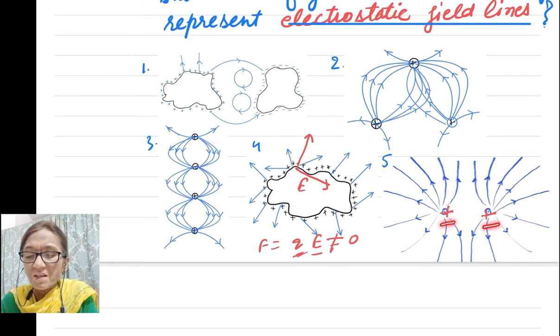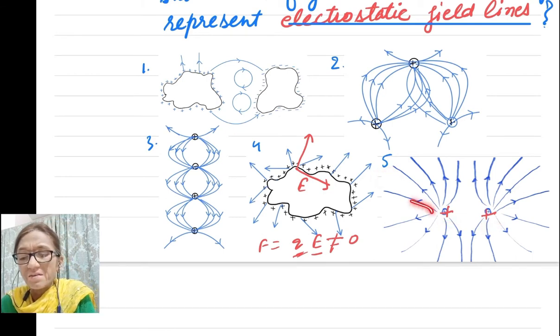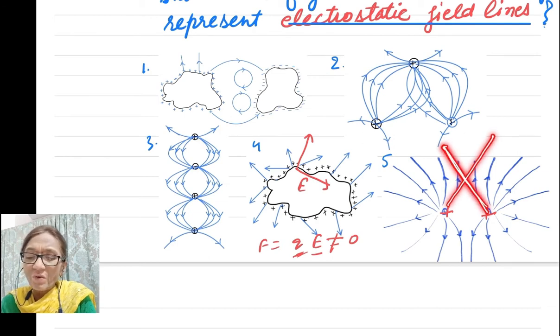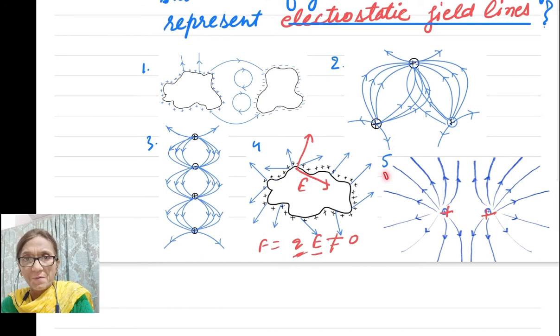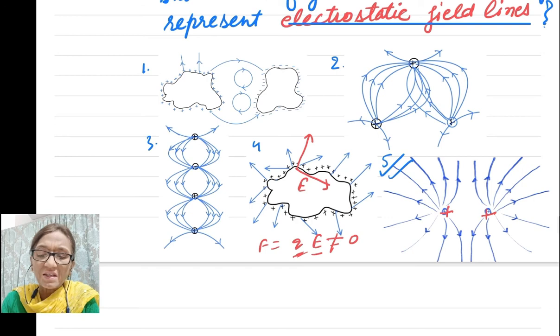Now the fifth option: you have two like charges and electric field lines coming outside due to the positive charge. So it is true up to this point. Now here you can see there is lateral pressure also, because the field lines are not going straight. They are pressurized away from each other. There is lateral pressure. So this option 5 is your correct option.